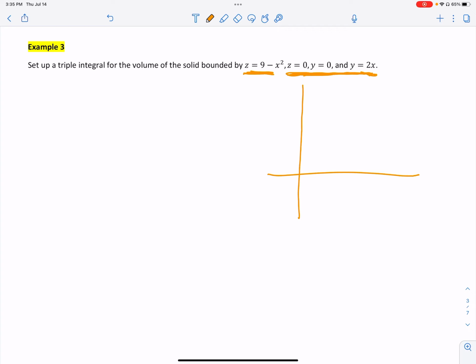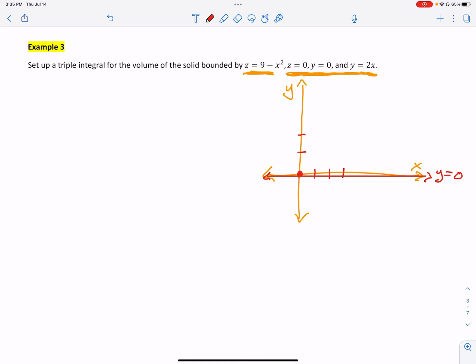Okay, I know I can't draw the z's. If this is my xy plane, z equals 0 is this plane, so I know it's this plane and above. Then I know that it's going to be caught between y equals 0, which is this flat line, and y equals 2x, so I'm going to do that. I got 1, 2, 3, and then we're going to have this bounded region here.